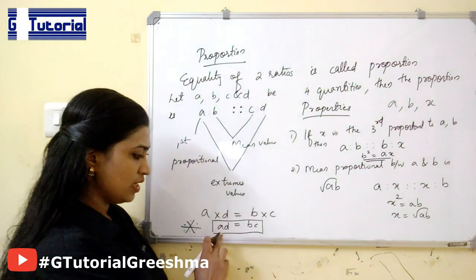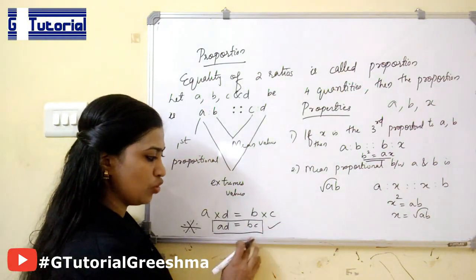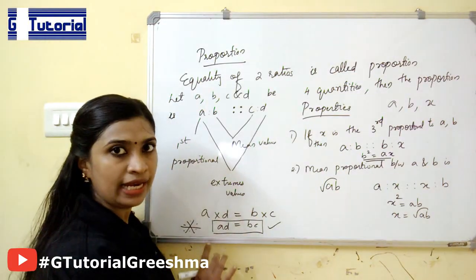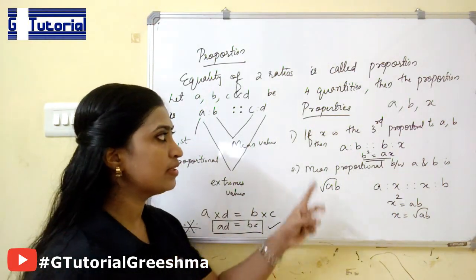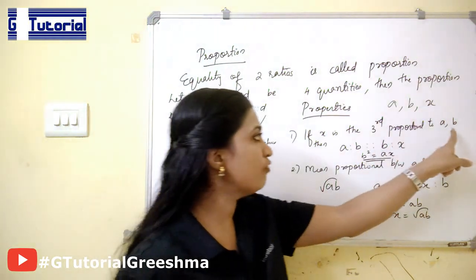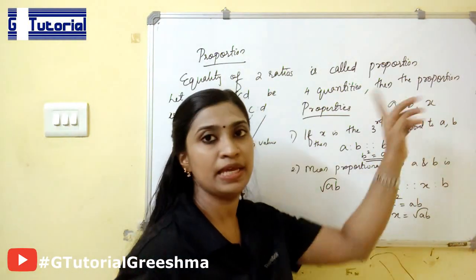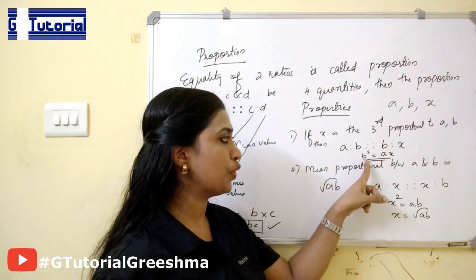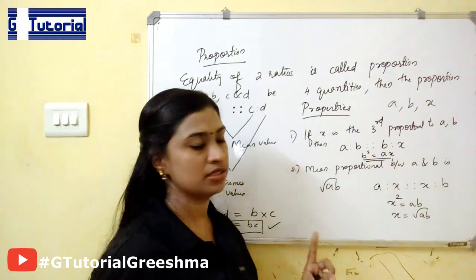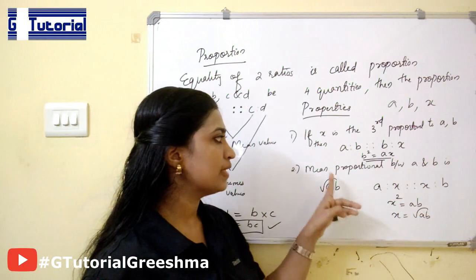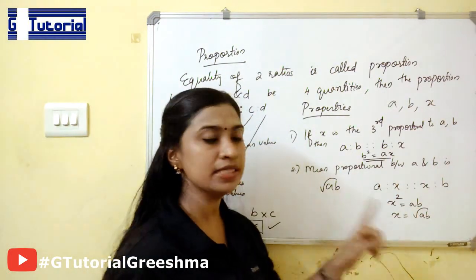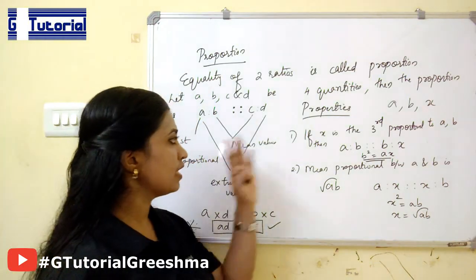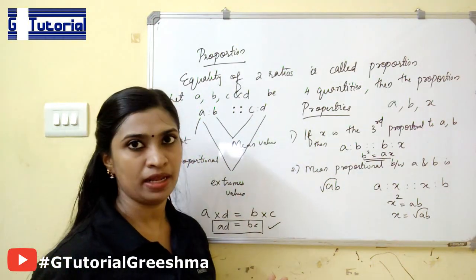That is, first is this one: product of mean is equal to product of extreme. If there are four terms, AD is equal to BC. And if only three quantities are there, then B forms a ratio between A and B and B and X, and so the equation is B square is equal to AX. And in the third case, the mean proportion between A and B is root of AB. So these three things should be memorized.